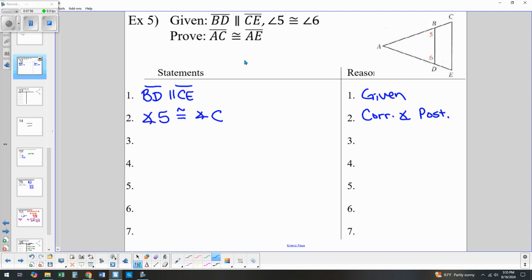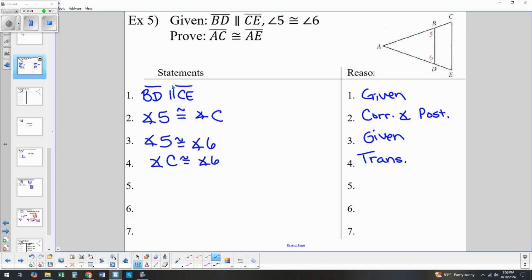Now I'm going to throw my other given in. I could do more with the lines are parallel, but I'm going to hold on for a second. I'm going to put my other given, and now I have two different statements with an angle 5 in them. So I can link them together and just say that angle C is congruent to angle 6. And you know, when you link together, we're really using the transitive property.